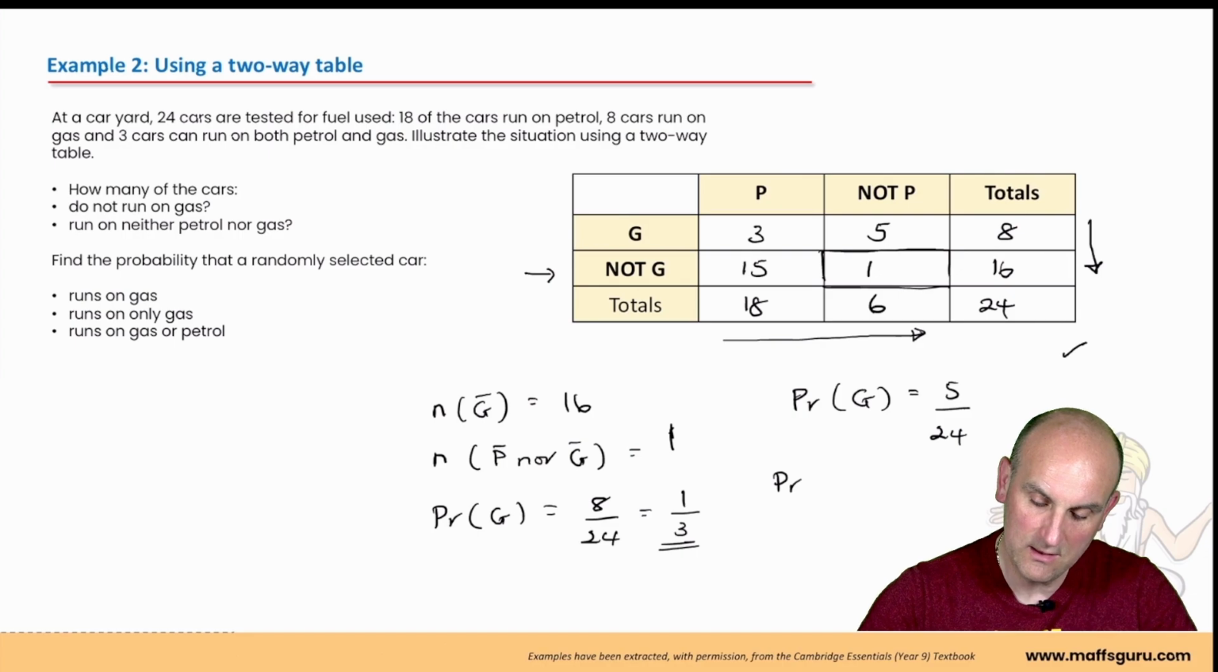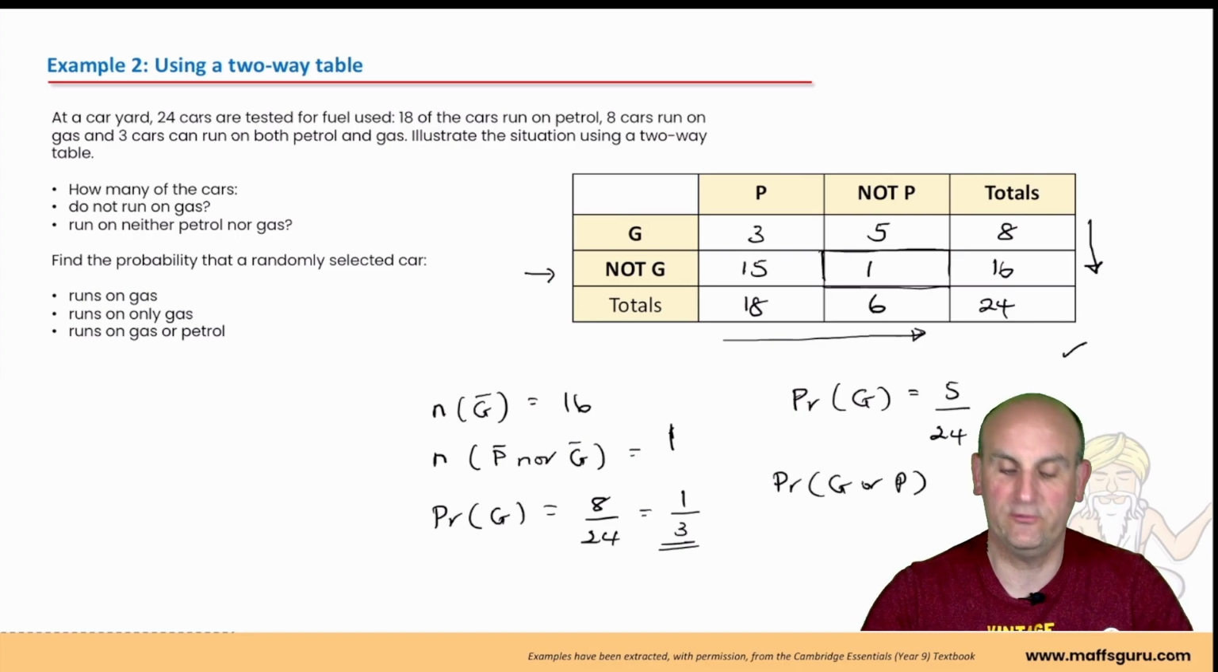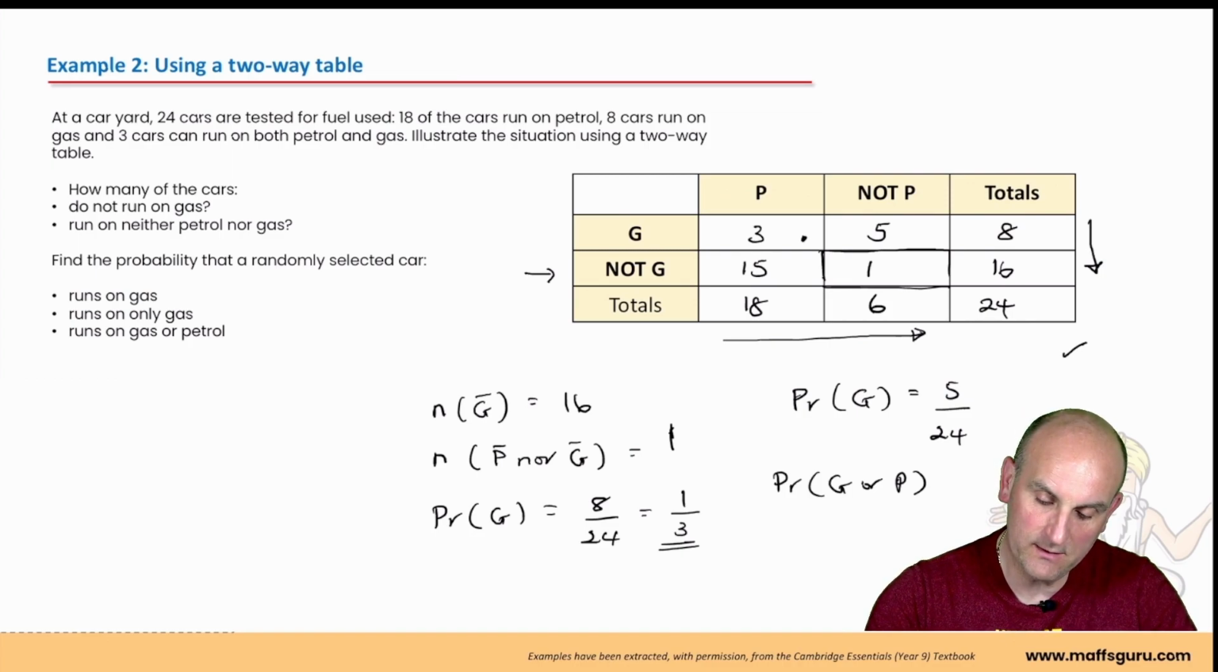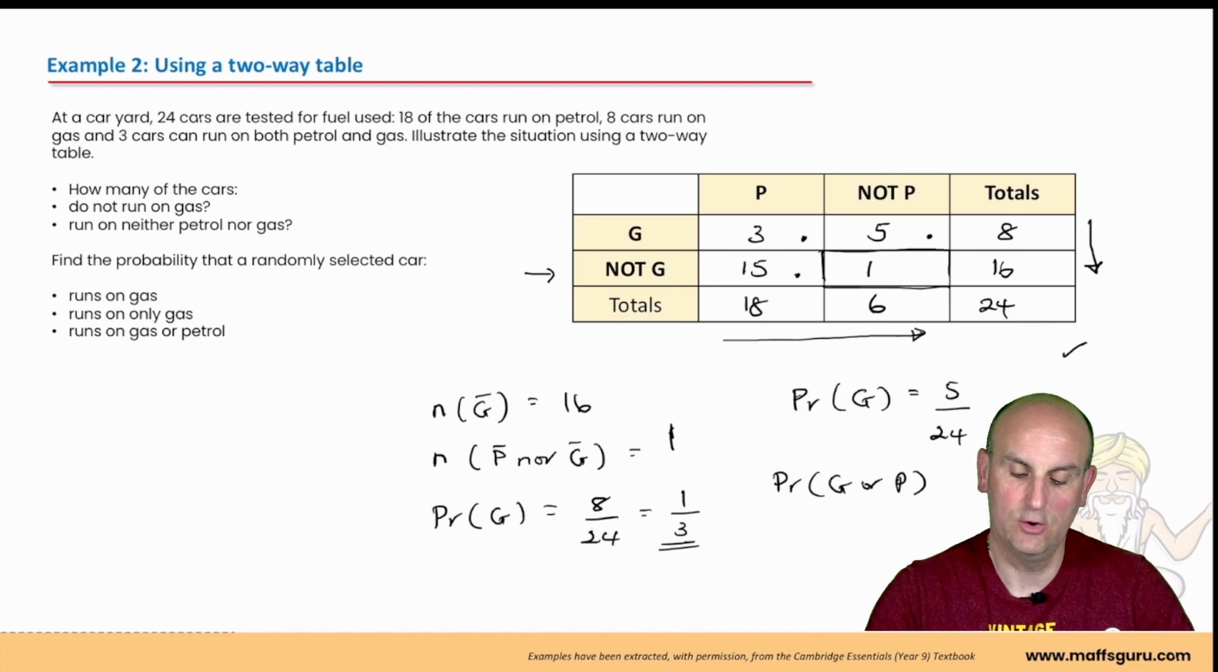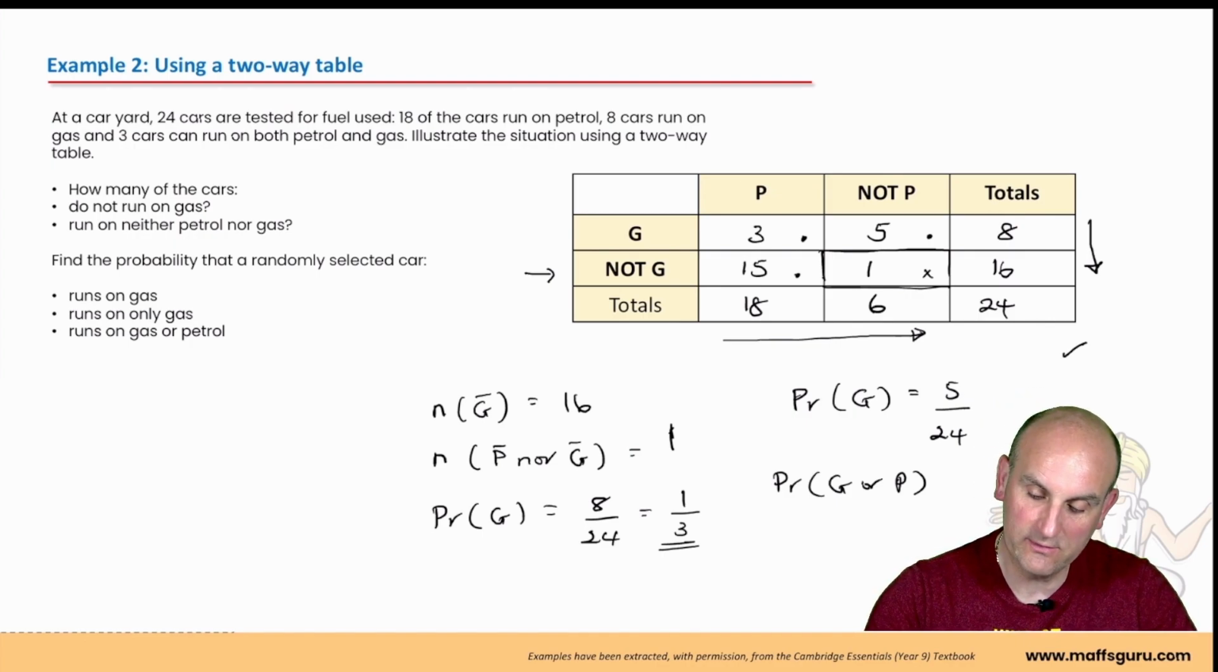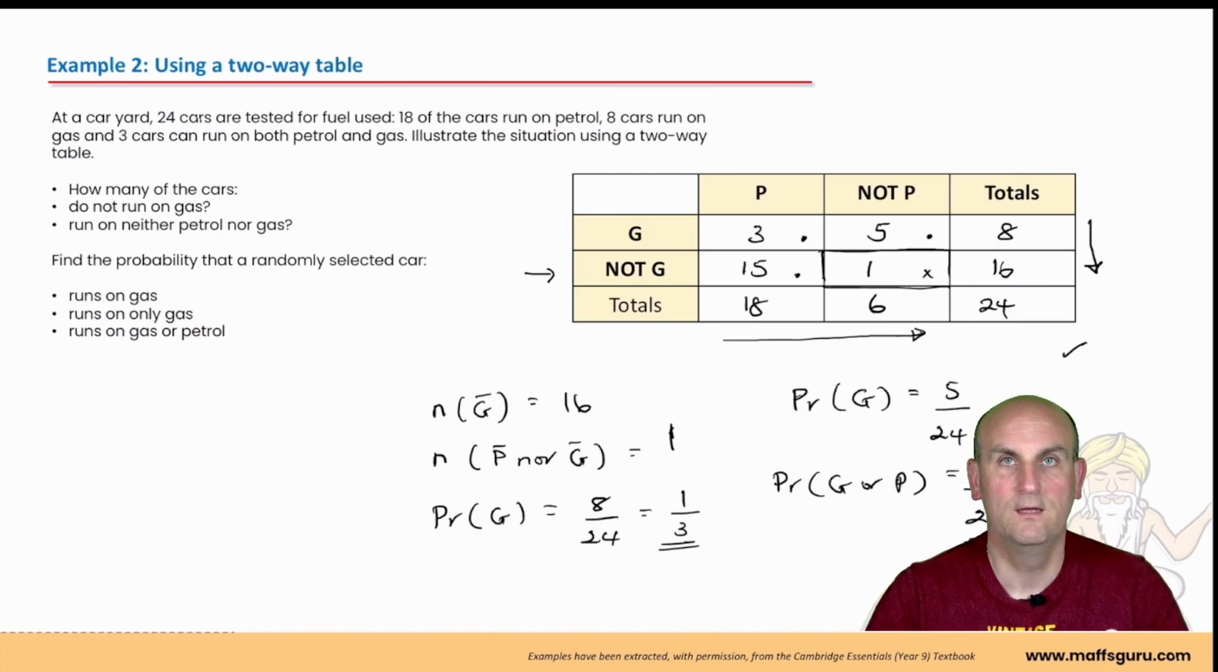The probability of gas or petrol. Now, when I want gas or petrol, I'm going to add up that number and that number there, right? They are the gas or petrol numbers. Alternatively, I could have taken this little number here with an X, taken it away from 24, which gave me 23 on 24. And there we go.